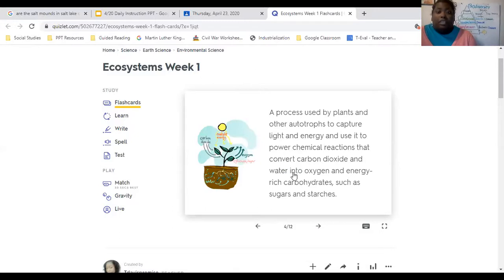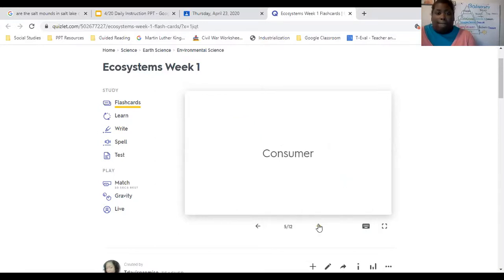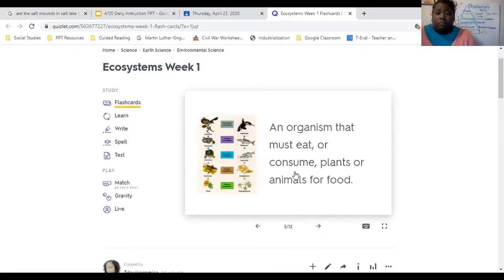So photosynthesis is a process used by plants and other autotrophs to capture light and energy and use it to power chemical reactions that convert carbon dioxide and water into oxygen and energy-rich carbohydrates, which is glucose, such as sugars and starches. A consumer. So a consumer is an organism that must eat or consume plants or animals for food. We talked about these consumers, the tertiary, the secondary, and the primary, and how omnivores can fit into all of the levels of consumers.